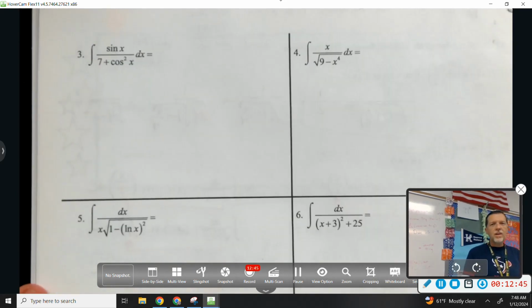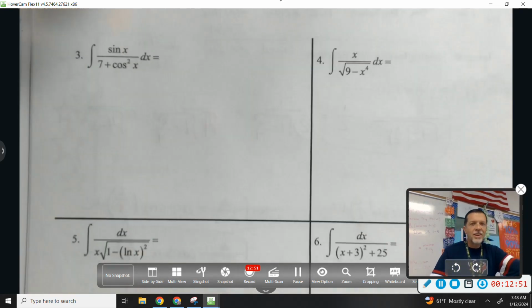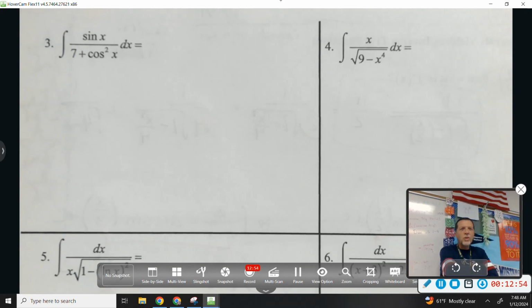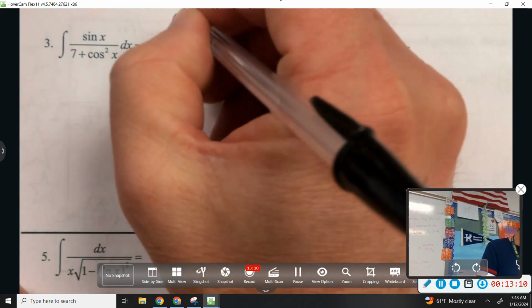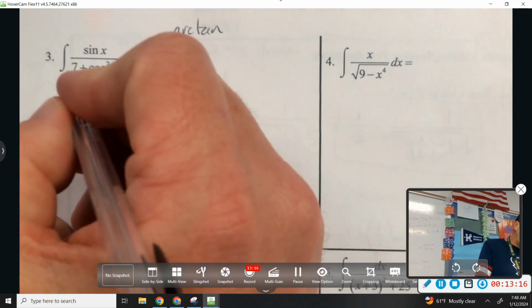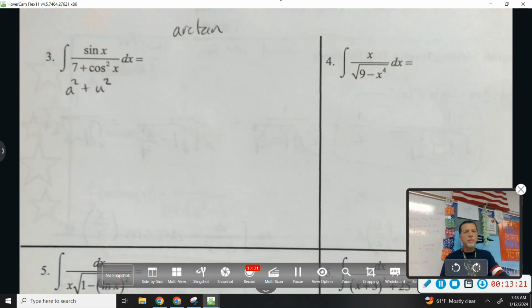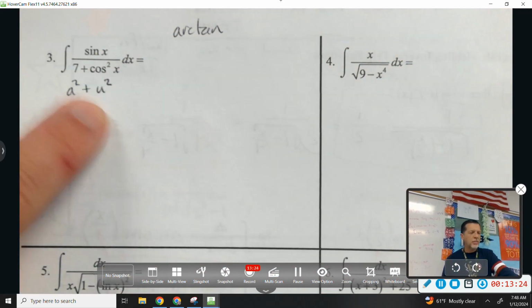So let's see. What does number 3 look like? Big picture, this is where we have to kind of start recognizing things. Big picture, what does it look like? Arctan, arcsine, or arcsecant? Why arctangent? I agree with you. Okay, that's one part of the answer, a plus sign, and there's no square root. So pretty sure this is arctan. So we need to kind of recognize where we're headed. And we know arctan is a squared plus u squared in the denominator. Now I've got a sine in the top, so something weird may be going on.